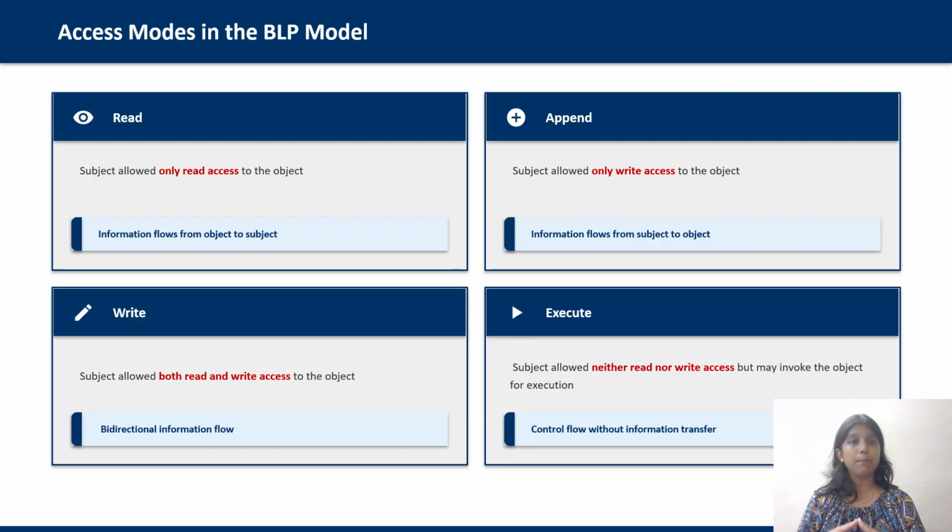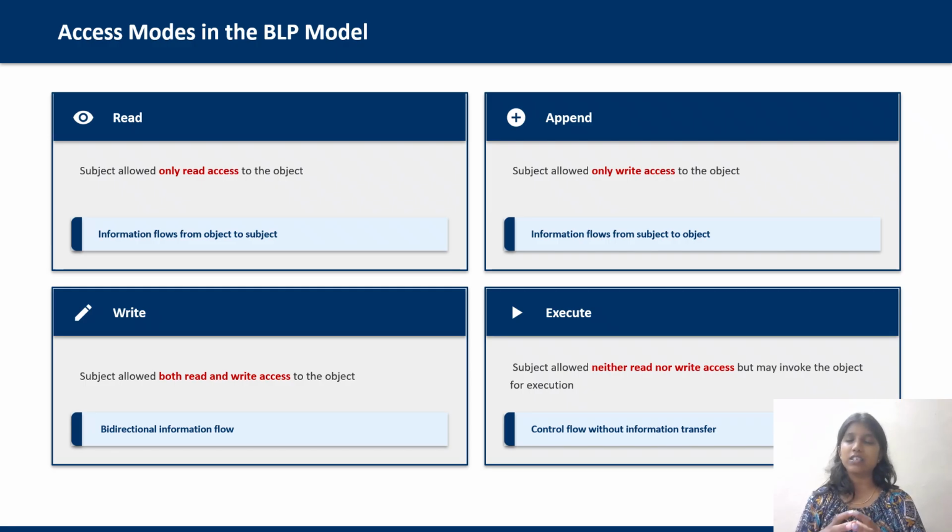Next one is access modes in the BLP model. First one is read. The subject only has read access to the object. Information flows from object to subject. Next is append. The subject is only allowed write access to the object. Information flows from subject to object. And then comes write. The subject is allowed both read and write access to the object. Bidirectional information flow. The next one is execute. The subject is allowed neither read nor write access but may invoke the object for execution. Here there is control flow without information transfer.